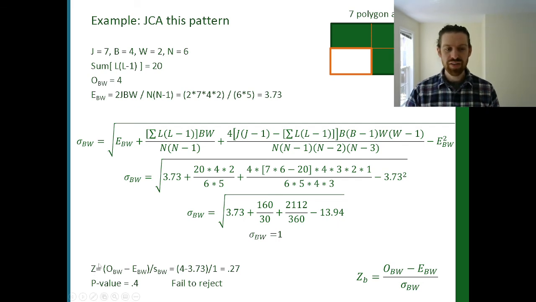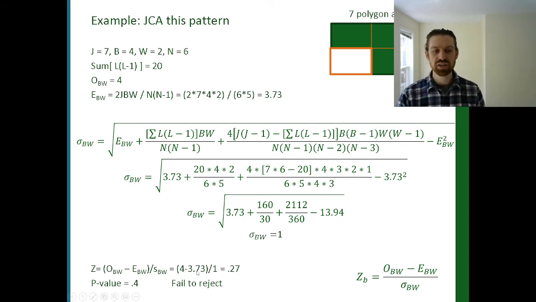So we have this z value that we want to get down here in the bottom corner, and essentially we need to take the observed number of counts and subtract the expected number of joins, and then divide by that standard error value that we obtained. So it's 4 minus 3.73 divided by 1, which is 0.27. And if you then look at the p-value for that 0.27 z, you get a p-value of 0.4.